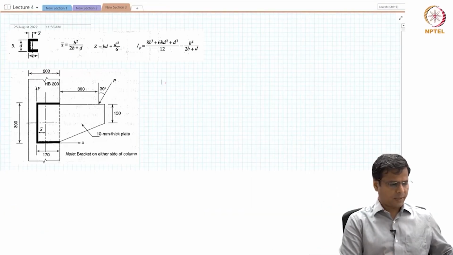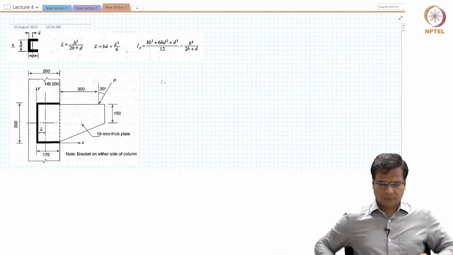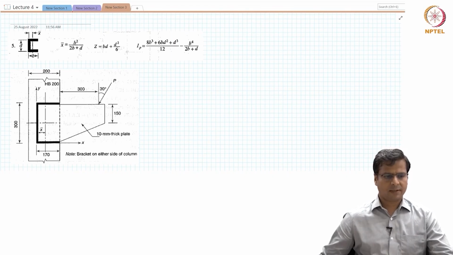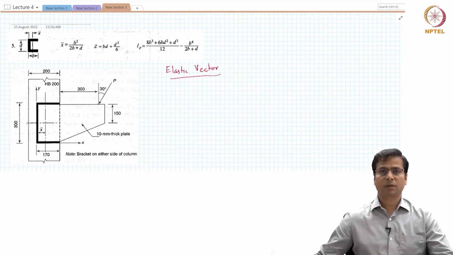So we will go step by step to calculate the strength of this weld and calculate how much is the maximum force this weld can resist. By the way, the method that we have just discussed is known as elastic vector method, and we will get to the assumptions here and what are the drawbacks of this approach.